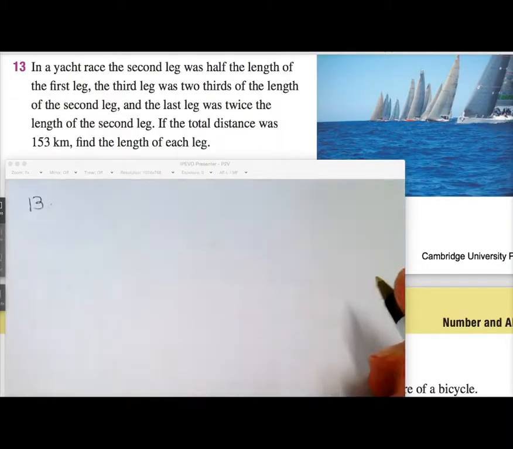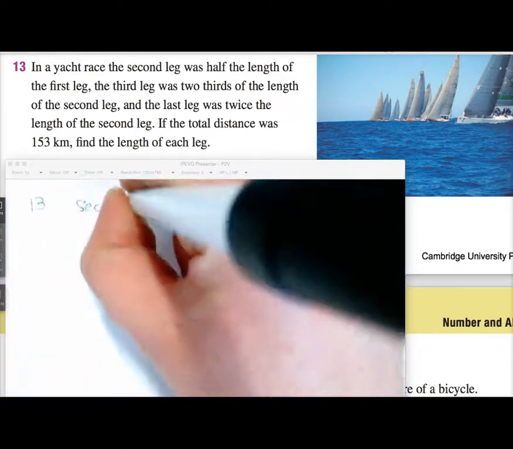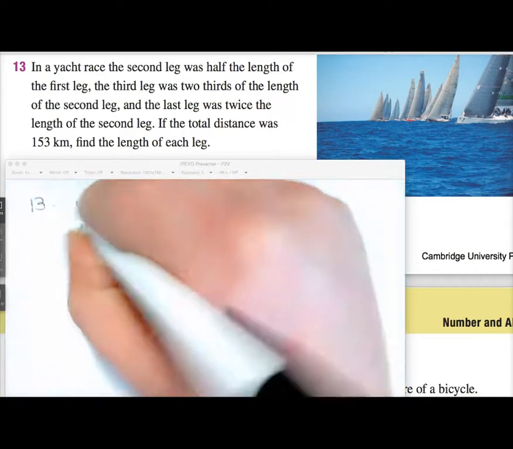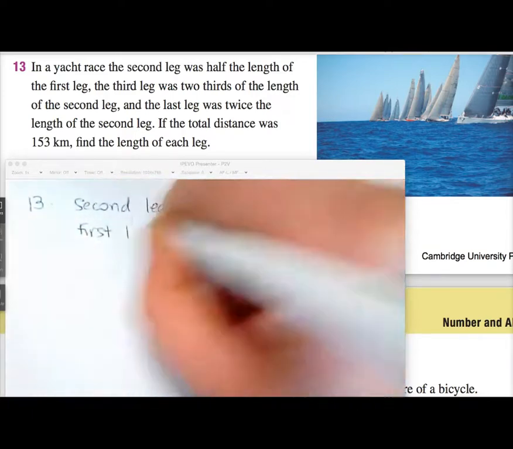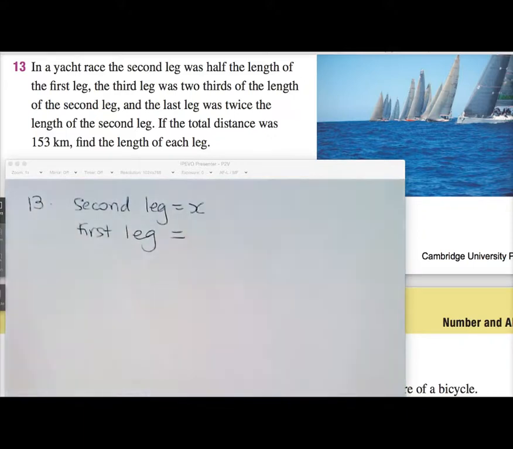The second leg was half the first leg. So we're comparing the second and the first. And the third leg was 2/3 the length of the second leg. So the first and the second are compared, and the second and the third are compared. So I'd probably let x be the second. In a yacht race, the second leg is half the length of the first leg. So second leg equals x. If the second is half of the first, what's the first? It's bigger. It's 2x.